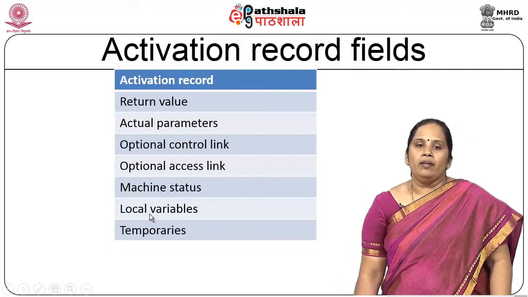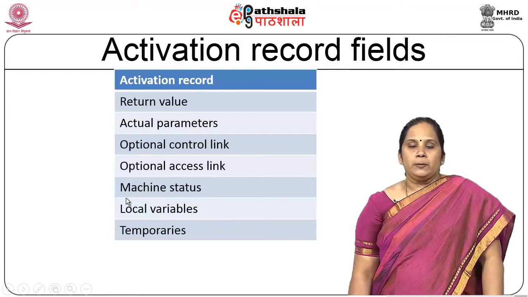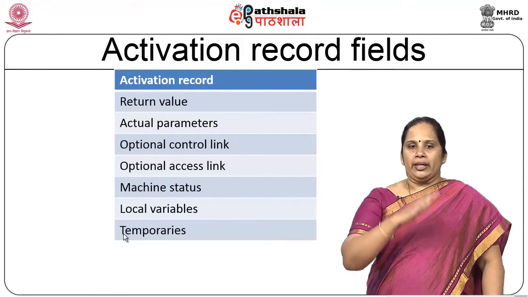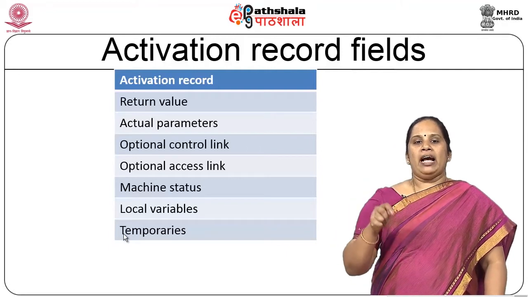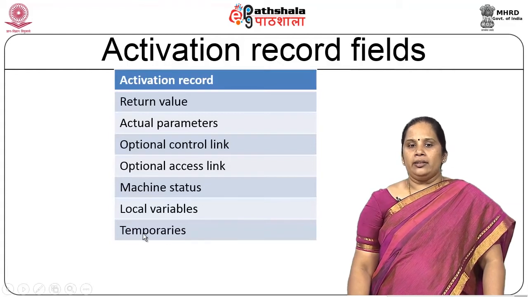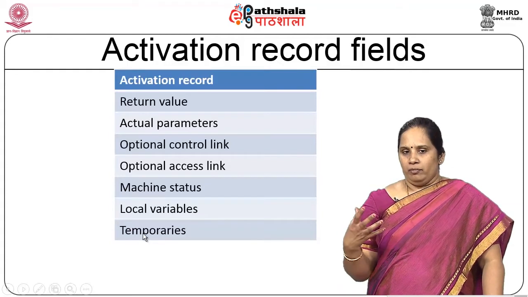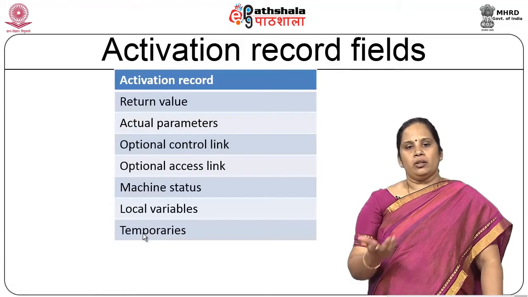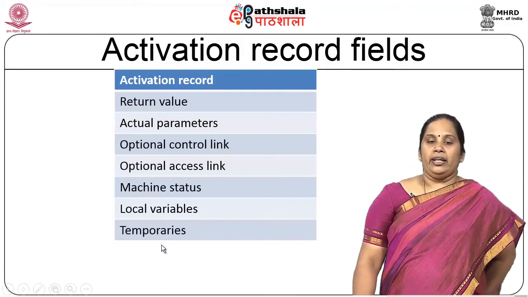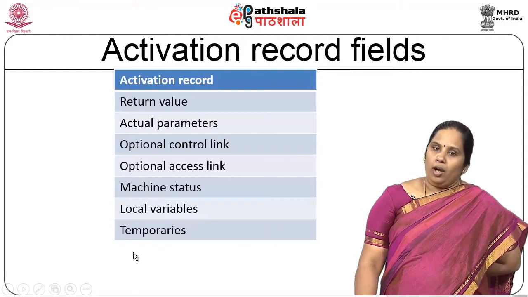Then the local variables and temporaries correspond to the called function's local variables. For example, again A calls B, B might have some set of local variables. That is stored here, and the temporaries that are part of function B in our example are also available in this area. So temporaries could be T1, T2, whatever we are creating with reference to the called function.